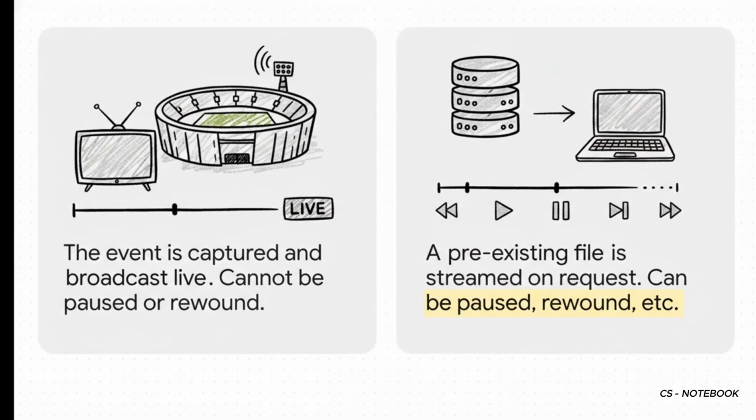And you experience this in two main ways every single day. First, there's real-time streaming, like watching a live football match. It's broadcast as it happens, so you can't pause it. Then there's on-demand streaming, which is like watching this explainer right now. You're requesting a file that's already on a server, so that buffer can fill up and let you pause, rewind, and fast-forward all you want.